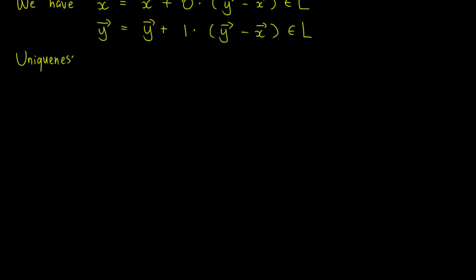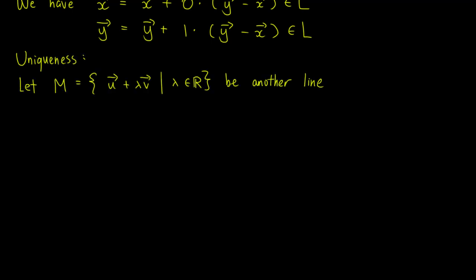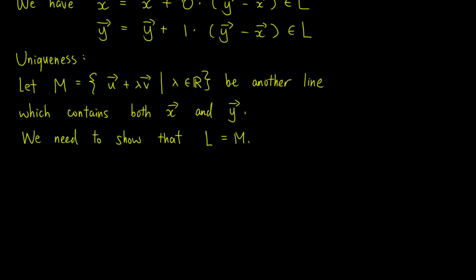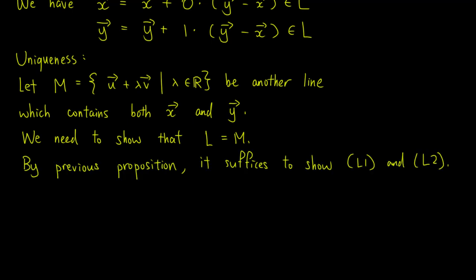For uniqueness, suppose we have another line, M equals u plus lambda v, where lambda is a real number, that contains both x and y. We need to show that L equals M. By the previous proposition, it is sufficient to show that the conditions L1 and L2 hold.